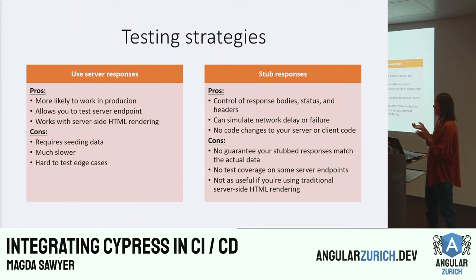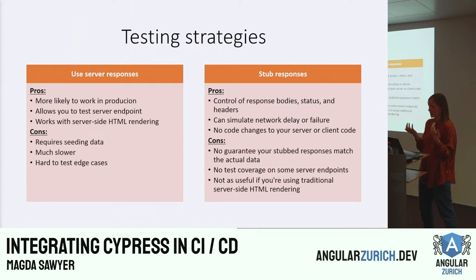But it doesn't come without drawbacks. It does require seeding of your data, so everything needs to be as you need it. And it is much slower because of the real requests. It is also much harder to test edge cases. Sometimes a particular scenario has a very difficult setup and maybe you don't want to do it. It is more difficult when you want to use real server responses. The alternative to this is to stub your responses. This gives you full control of what you get.